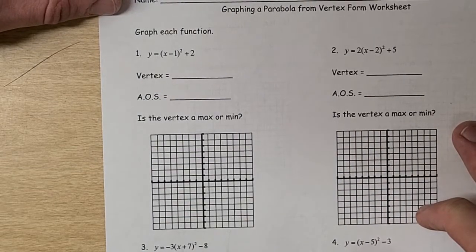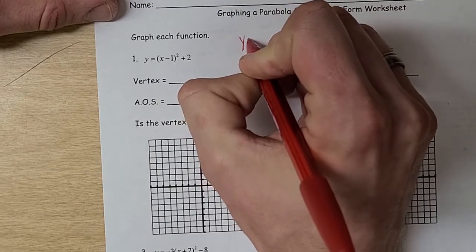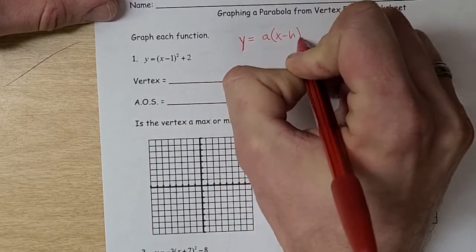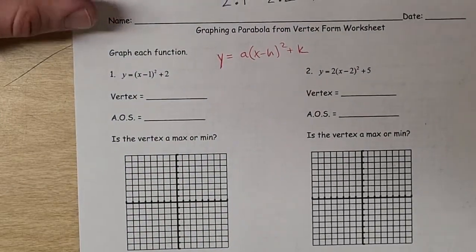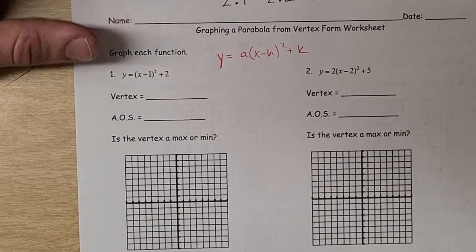Now, last week you looked at an exploration on vertex form. y equals a times x minus h squared plus k. Now this should look incredibly familiar because it's extremely similar to what we did with absolute value. And even some of the different pieces.